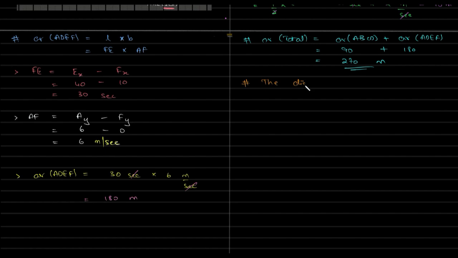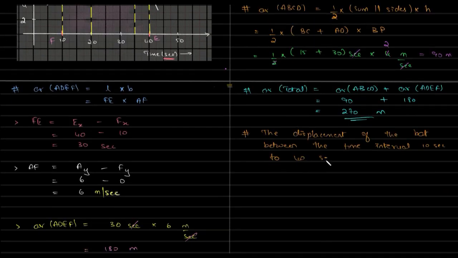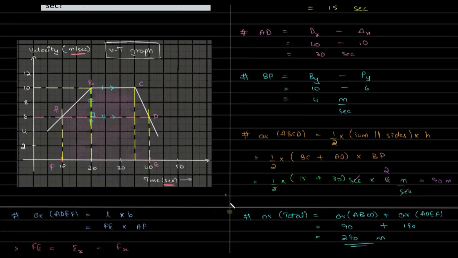The displacement of the bat between the time interval. What's the time interval? 10 second to, I think, 40. Yeah, 40 second is 270 meter. So that is your answer.